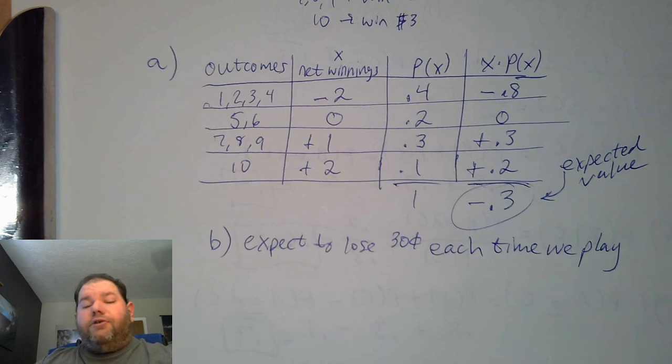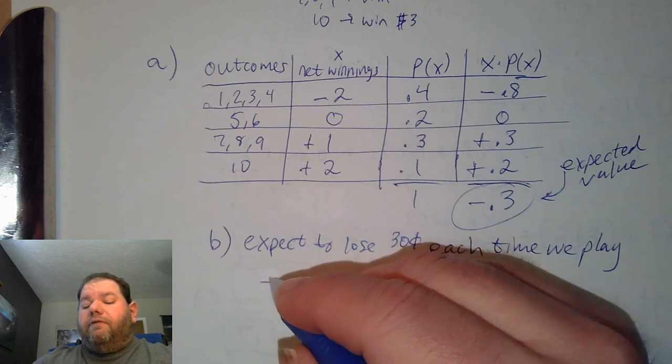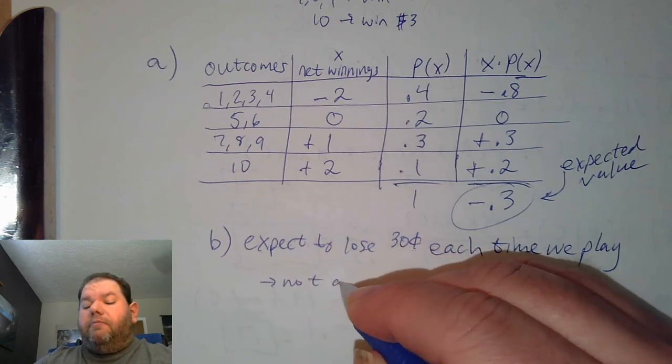And the other part of the question is, is this a fair game? Well, a fair game is any game where the expected value is 0, and this time the expected value is lower than 0, therefore it's not a fair game.